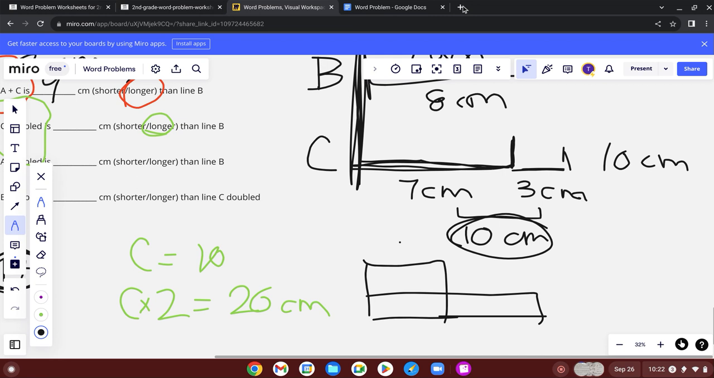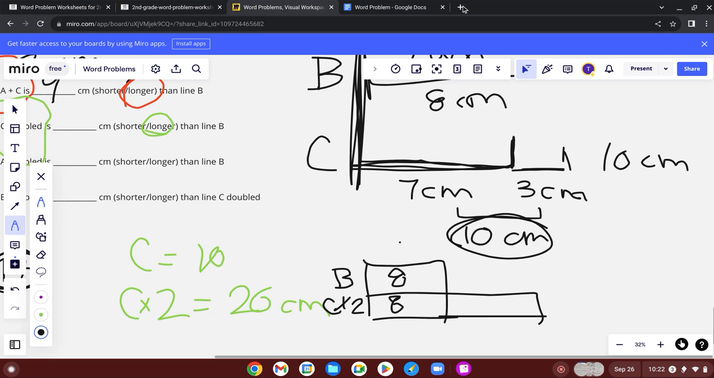We already did that. We double it right here. So we're comparing against what? Line B and line C double. So line B is how much? 8 centimeter. So it's the same here. And the total length of it is what?